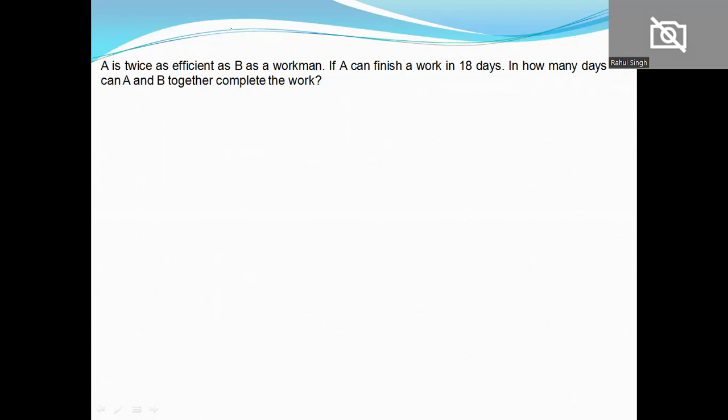Now here there is a slight change in the question. In TSD we have studied the concept: if distance is the same, what happens? If we keep the distance the same, we know D equals S into T. If we fix this thing, this will go down, this will go up. So speed is inversely proportional to time.